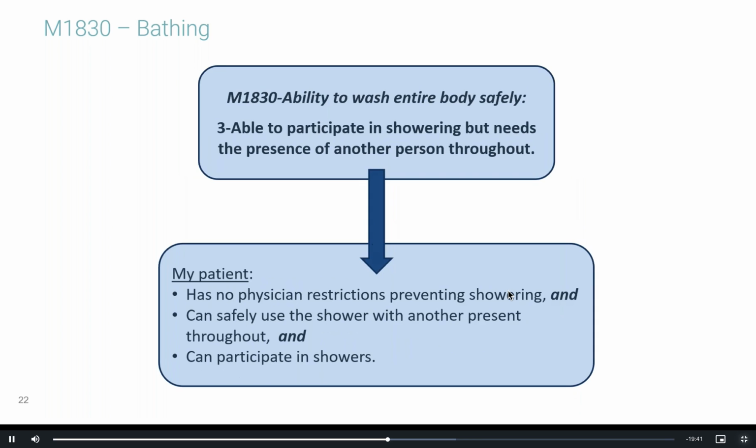Now, once they are able to use the shower, then I'm moving up to response 3. So I'm saying by choosing this response that my patient doesn't have any physician restrictions. They can use the shower safely. So that means they can get to it. They can transfer in and out. And they have to have a person with them at all times throughout the showering process. And they're still able to participate in showering because, of course, otherwise we would move them down to response 6.